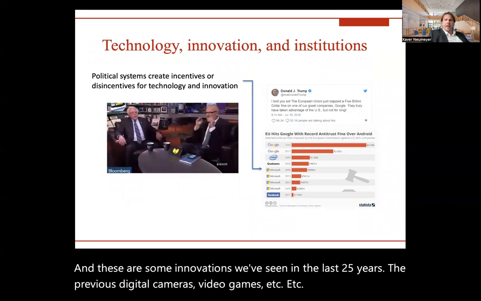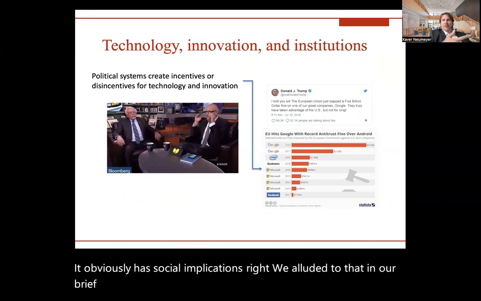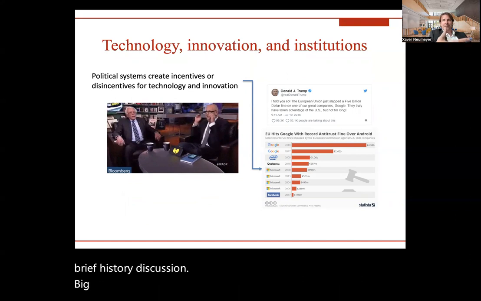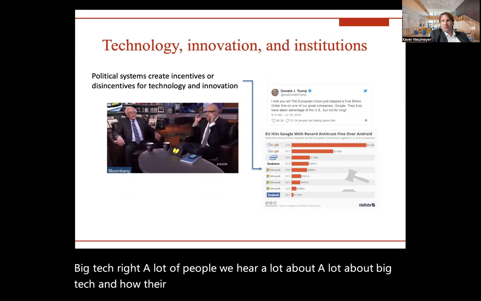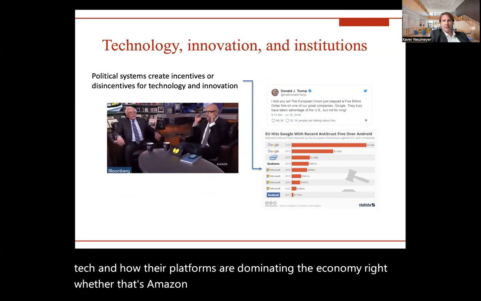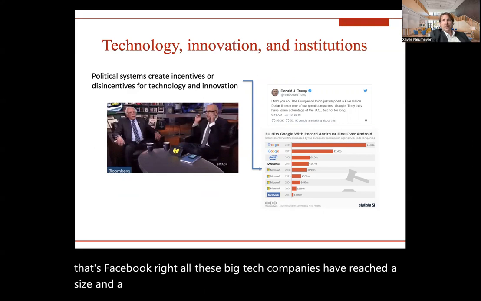It obviously has social implications, right? We alluded to that in our brief history discussion. Big tech, right? We hear a lot about big tech and how their platforms are dominating the economy, whether that's Amazon's platform, Google, or Facebook, right? All these big tech companies have reached a size and an impact that tests some of our institutional protections around that, right?